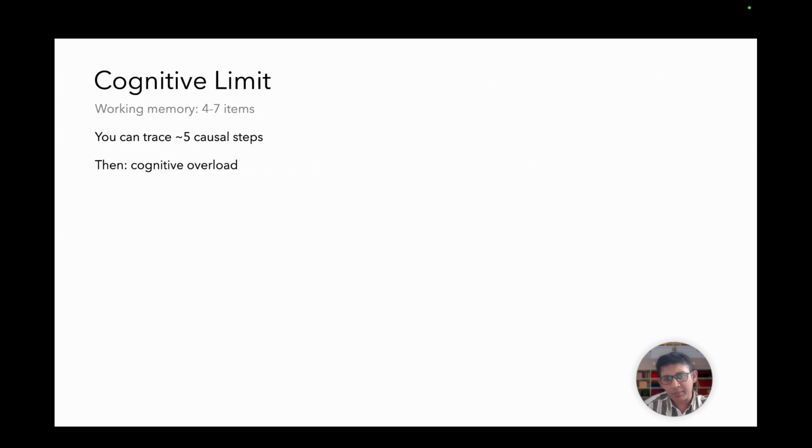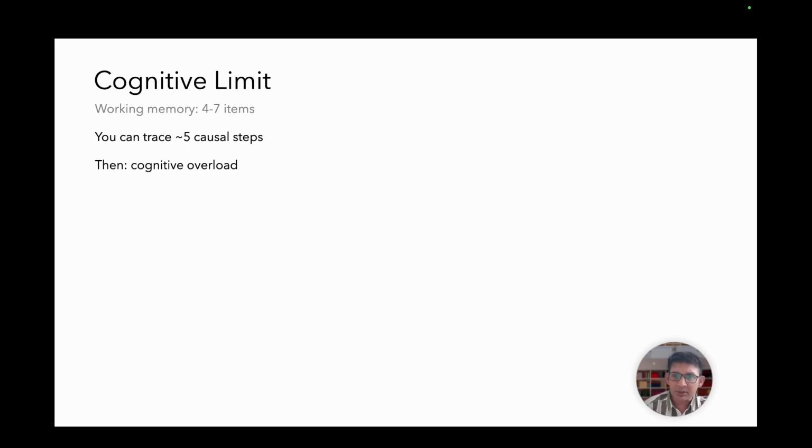Now, human working memory holds approximately 4 to 7 items at once. This is a fundamental cognitive limit. You can trace maybe 5 causal steps simultaneously. Input to transformation A to transformation B to output. You can reason about this.